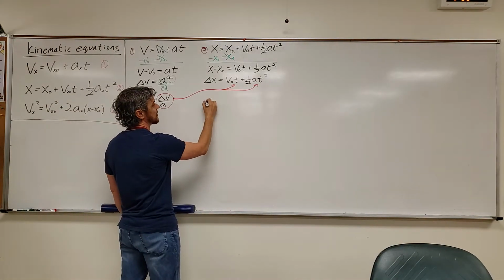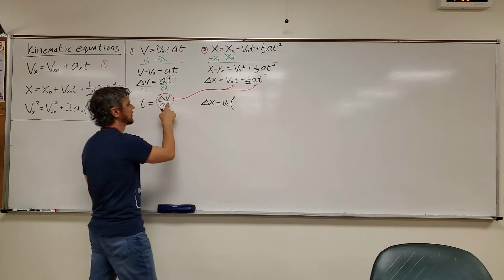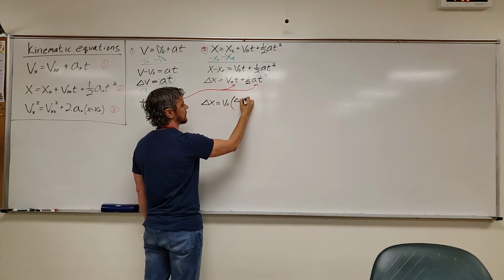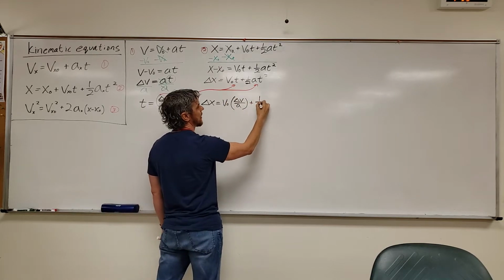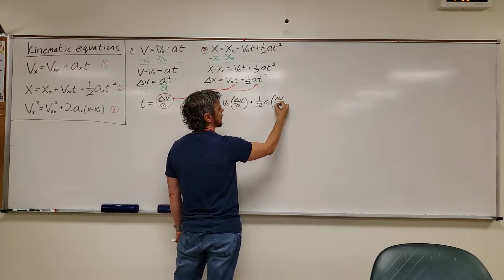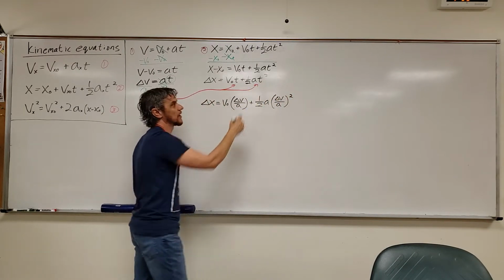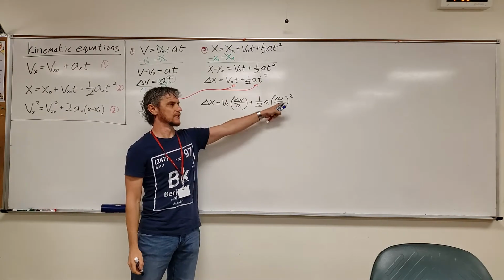When I do that, I get that delta x is going to be equal to the initial velocity times delta v over a, as I just substituted in for t, plus 1/2 times the acceleration times delta v over a squared. So I got to square that time. And so since time is delta v over a, time squared is delta v over a squared.